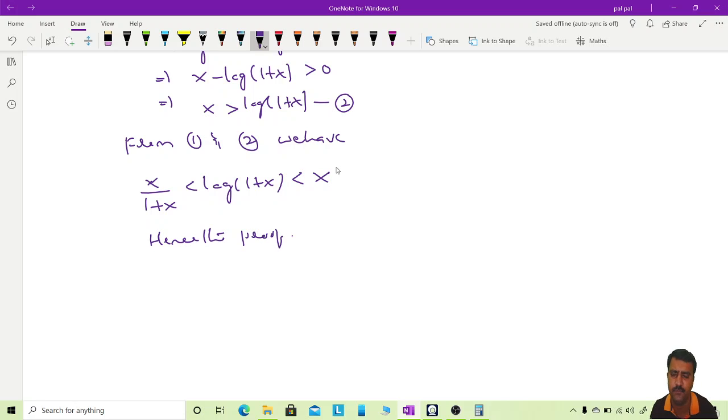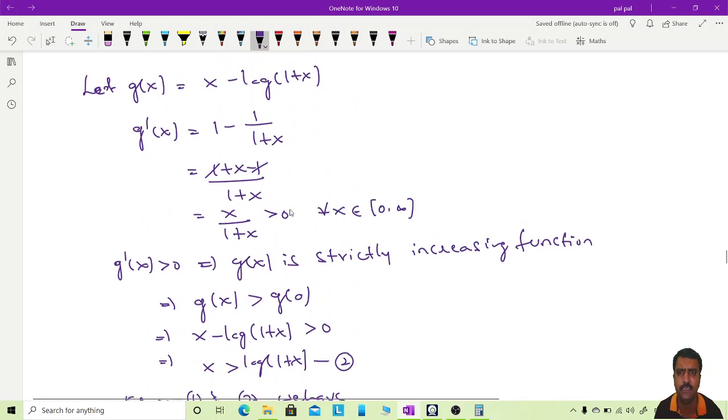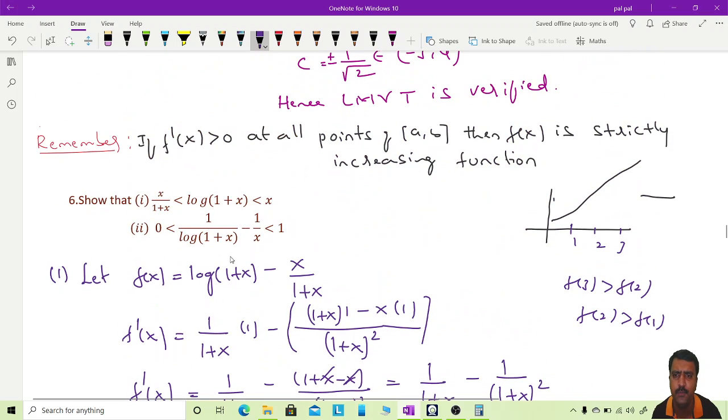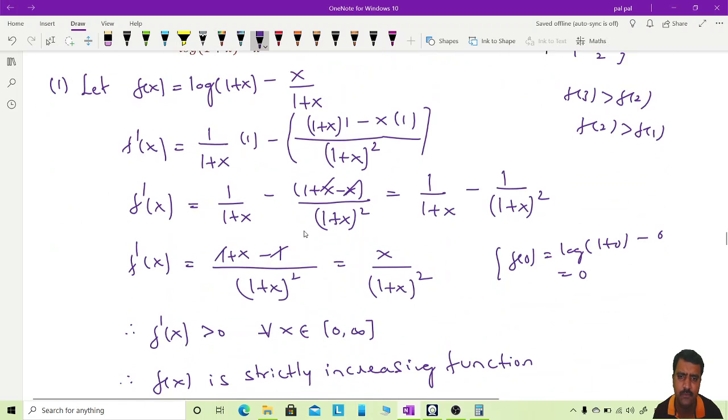Hence the proof. Similarly, if you rearrange the terms, take this inequality as 3. To prove the second result in the problem, you have to show that 0 is less than 1 by log of 1 plus x minus 1 by x, which is less than 1. That is how we have to prove it.